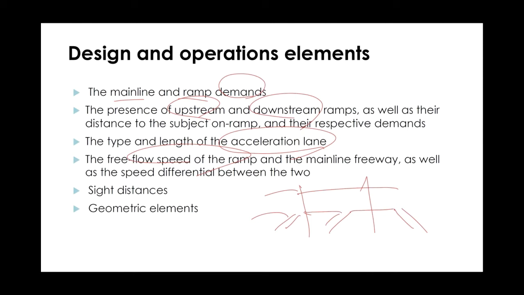If your main line is going 100 kilometers per hour and your ramp plus the acceleration lane doesn't provide enough space and time for vehicles to speed up to 100 kilometers per hour, that difference between the mainline speed and the ramp speed could create some safety issues. Sight distances are important, if you remember from geometric design of roads, whether drivers have enough sight distance when they want to merge, and also other geometric elements like the slopes, whether the main line is turning, etc.